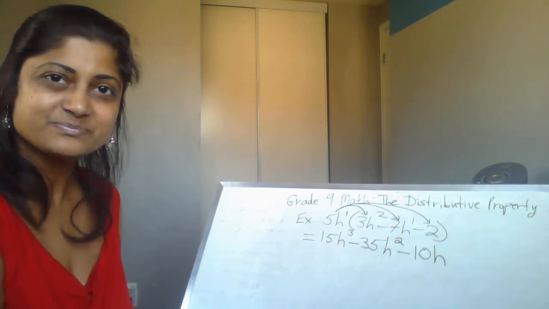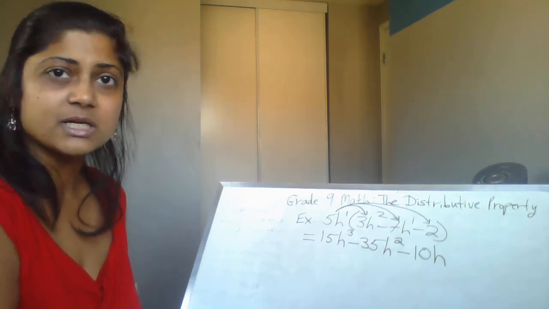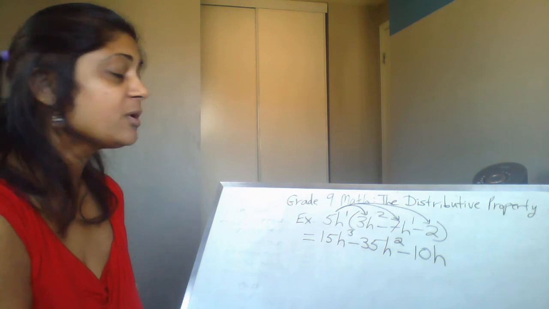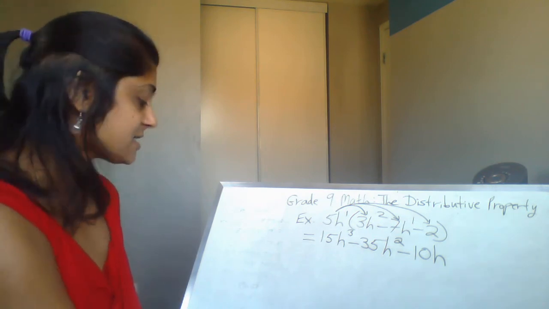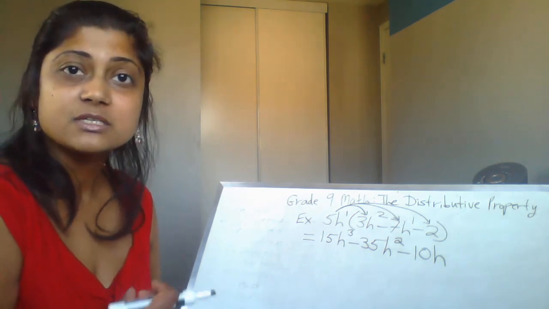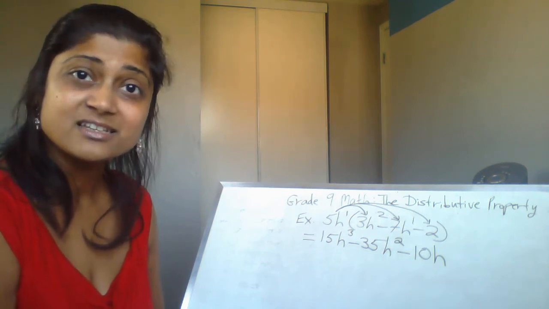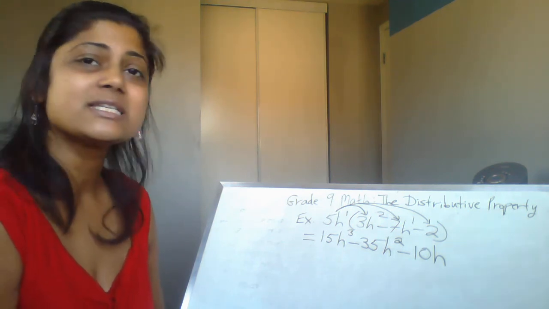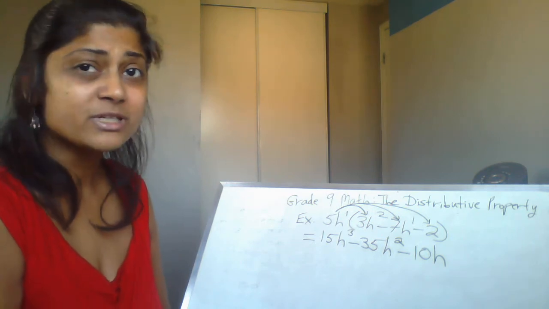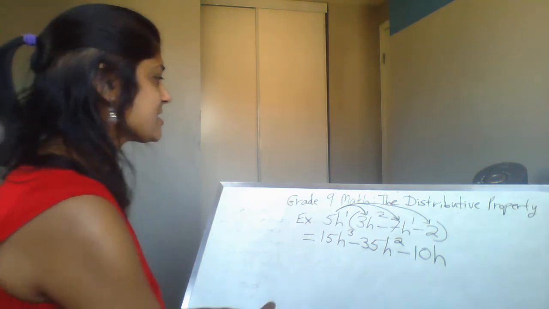All right, so this is how you do the distributive property. But what we're going to go through now is an example where I have to use the distributive property, and then I also have to simplify it by collecting the like terms. So it sounds a little complicated, but it really isn't. Let's try this example.